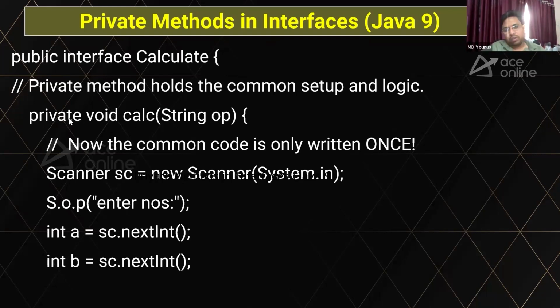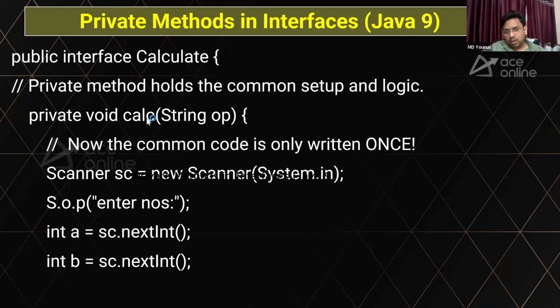Now from Java 9 onwards, your methods in interface can also be private. Whereas till Java 8, methods in interface are by default public. You cannot make it as protected, private, or default. But from Java 9 onwards, your methods can also be private. This kind of questions you get in interviews. So private methods are allowed from Java 9 on.